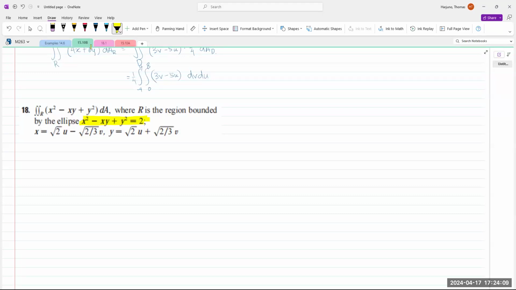No, let's ignore that for now. We just know that this R is something ugly, so ugly to the point that I can't even sketch it. That's an ellipse. Let's say that the ellipse looks something like this. That's the R. Now then, what happened to the domain? I don't know what the domain is, honestly.